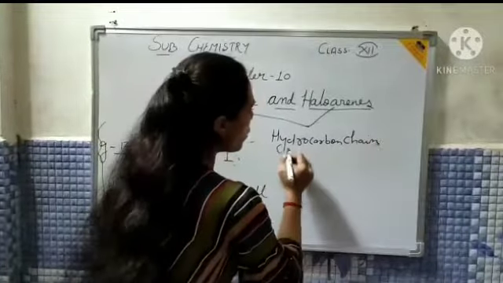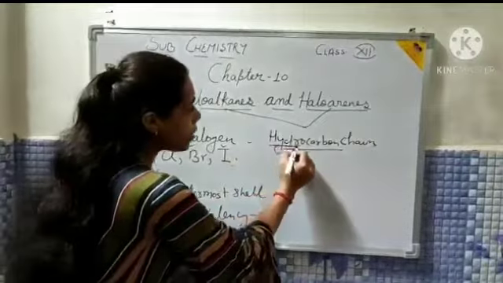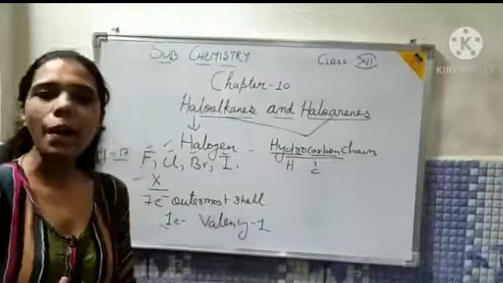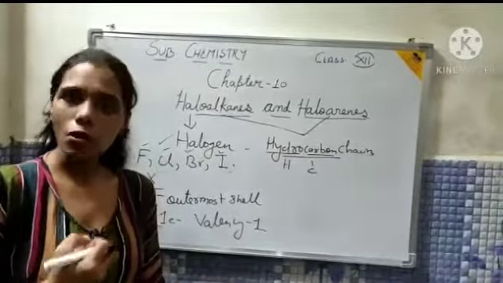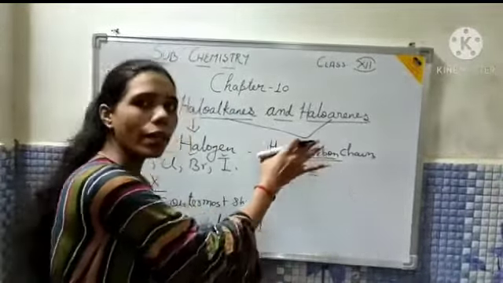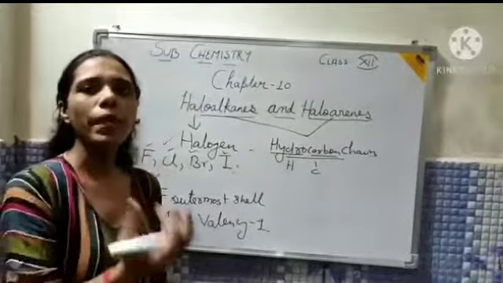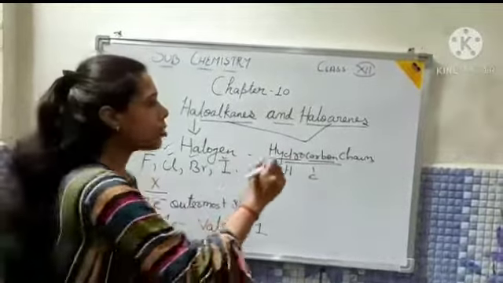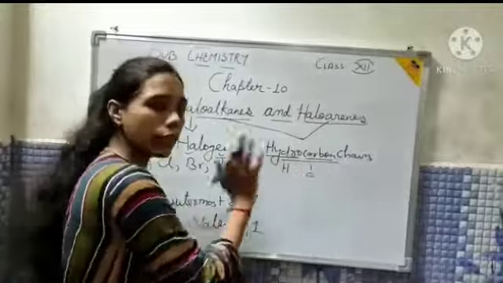Now hydrocarbon, what do you understand? First of all, understand hydrocarbon: hydro means hydrogen and carbon means carbon. Means those organic compounds which are made from hydrogen and carbon are called hydrocarbons. Hydrocarbons are those organic compounds which contain hydrogen and carbon, or we can say which are made from hydrogen and carbon. So from this we have understood that alkanes and arenes are made up of hydrogen and carbon.